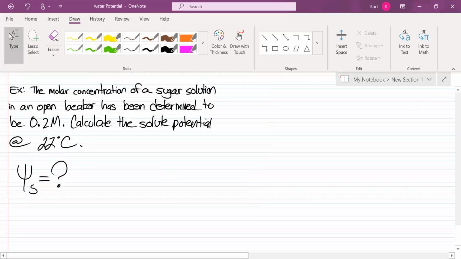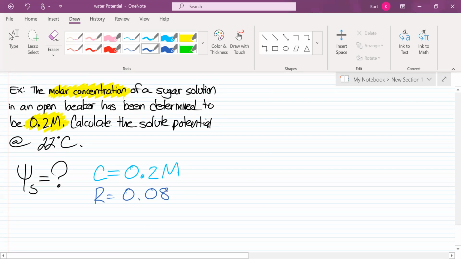Here we go. I'm going to use a highlighter here, highlight different parts. The molar concentration of a sugar solution in an open beaker has been determined to be 0.2 molar. So what variable is that? That is C, 0.2 molar. I already have R because that's a constant, 0.0831. Are you going to find a constant in a word problem? No, it's a given.